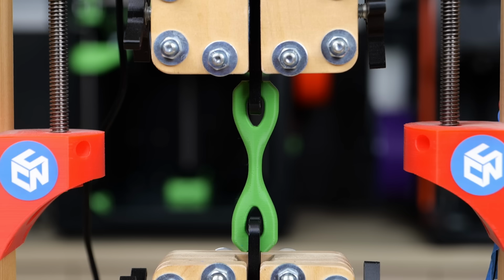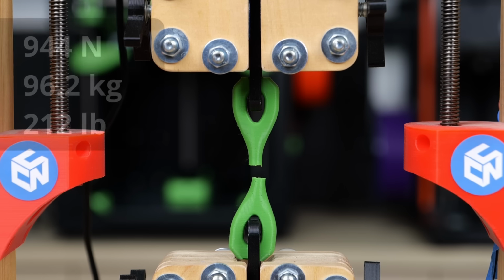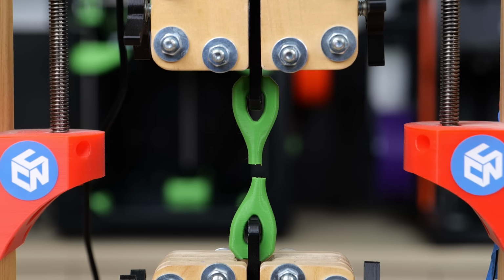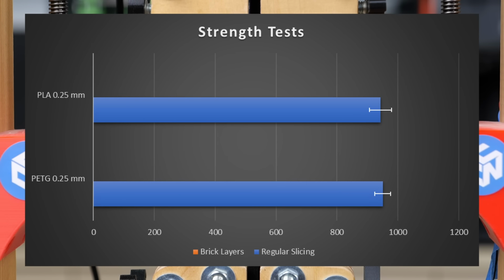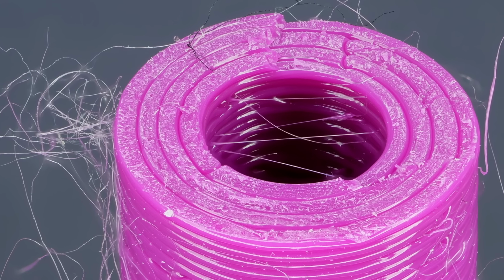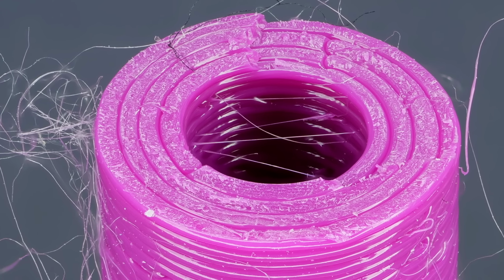The PLA samples that were conventionally sliced failed at 944 newtons on average. The PETG samples were just as strong, with an average failure load of 950 newtons. The fractured surfaces were mainly completely flat, showing the weak point of regular 3D printed parts.